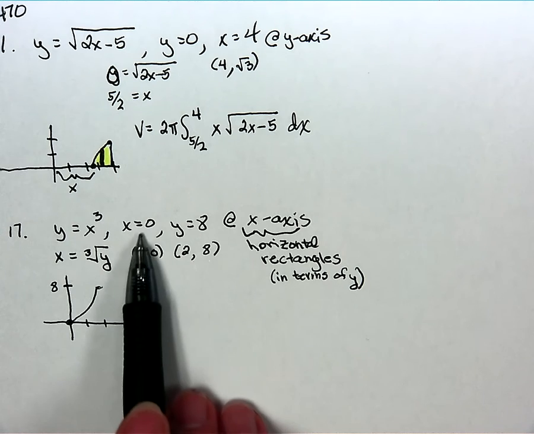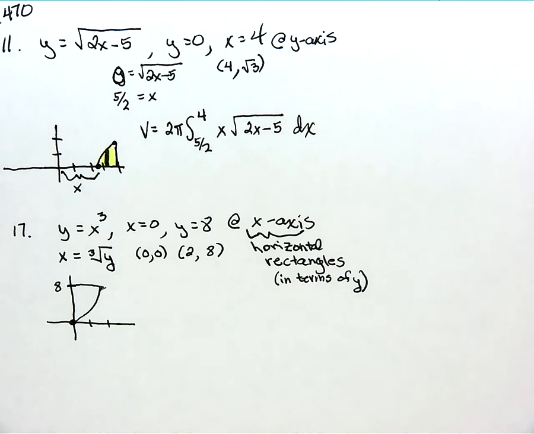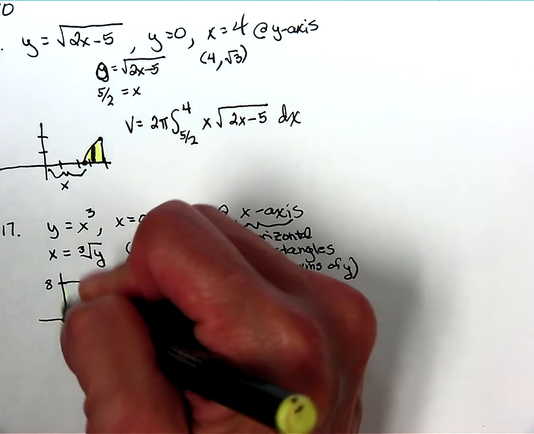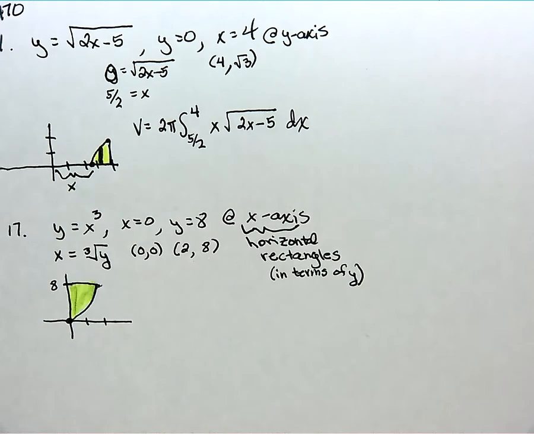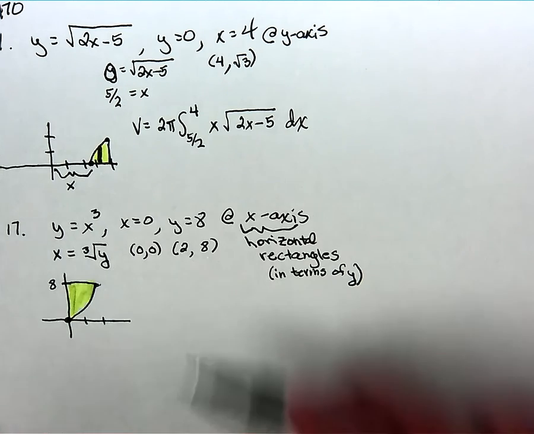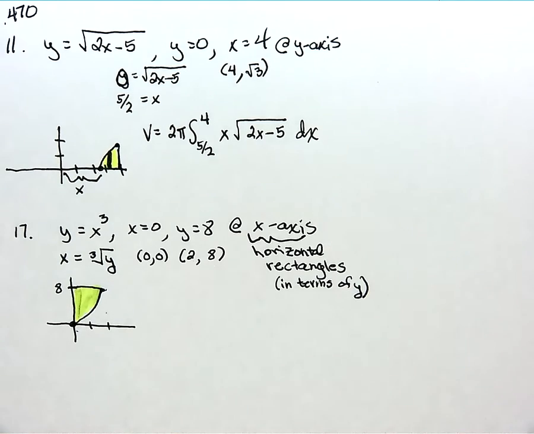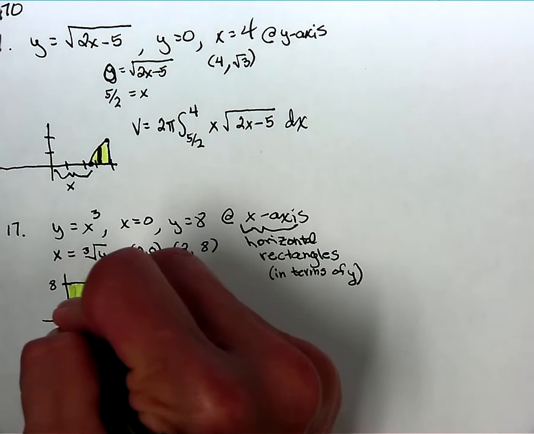Well, x equals 0 is the y-axis, which is why I need my highlighter to say this is the piece I'm rotating. Bounded by the y-axis, not the x-axis. If it was bounded by the x-axis, then I'd be rotating this piece down here. All right, so highlighting is helping me. x cubed, the y-axis, the line y equals 8. Rotate that around the x-axis.